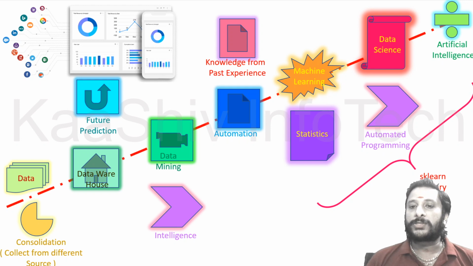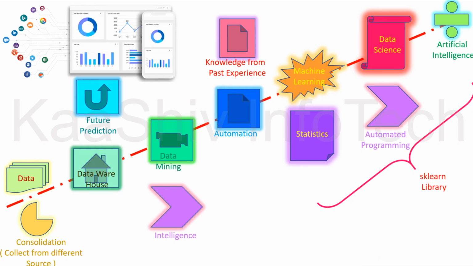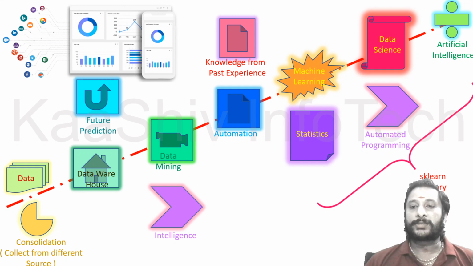The libraries to achieve this kind of area is called as sklearn. It's a sub-library. Scikit Learn is a library. Okay, so this is a library used to implement your machine learning, data science, or artificial intelligence.